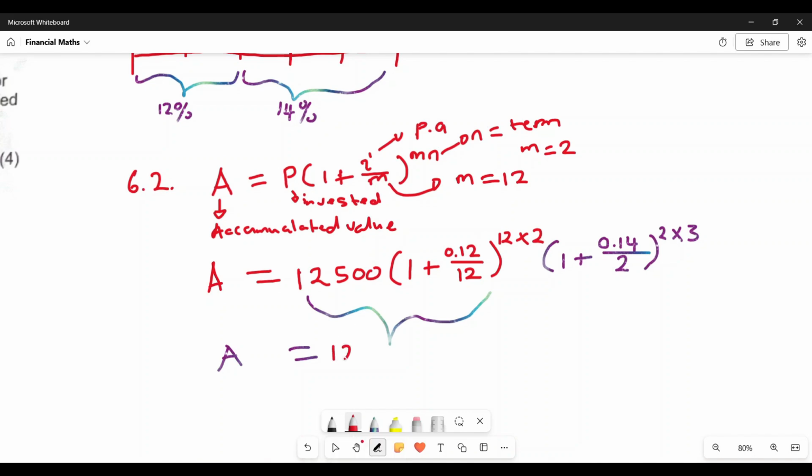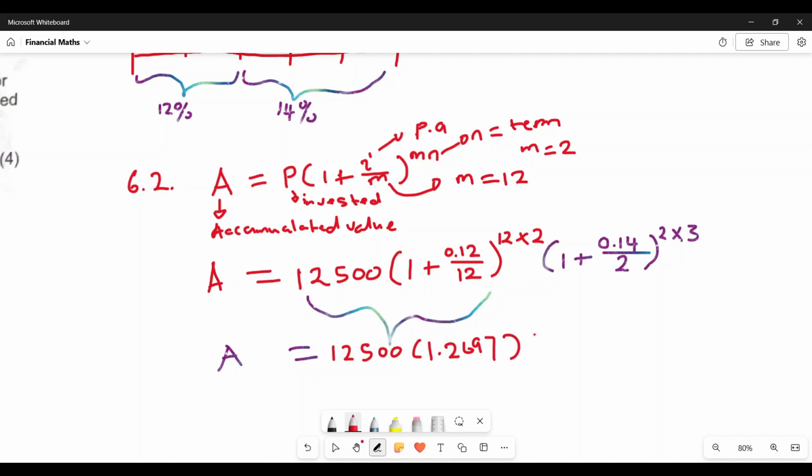Or maybe let's just do it. 12,500 in brackets. Then I'll type in 1 plus 0.12 divided by 12, to the power of 12 times 2. That gives us 1.267. I'll just leave it at 4 decimal places.